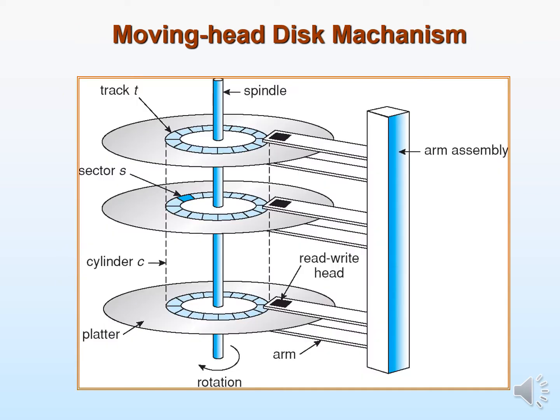The moving head disk mechanism has a spindle which rotates, and it also has an arm assembly associated with it. We have the platters, and the cylinders rotate depending upon the arm assembly. The arm assembly is positioned, and whenever the particular track is found, the arm rests over there.